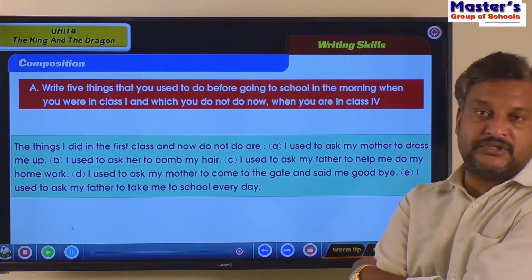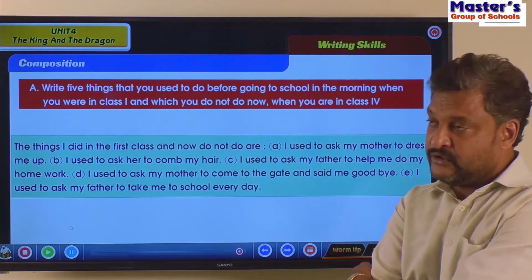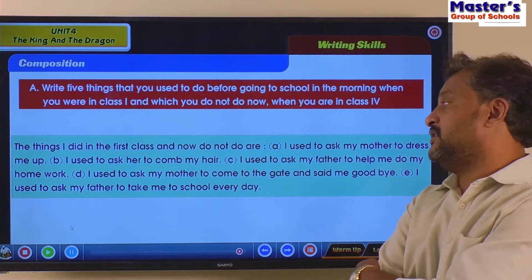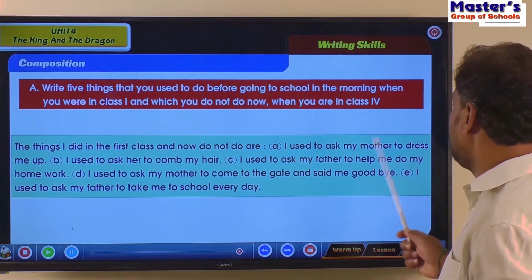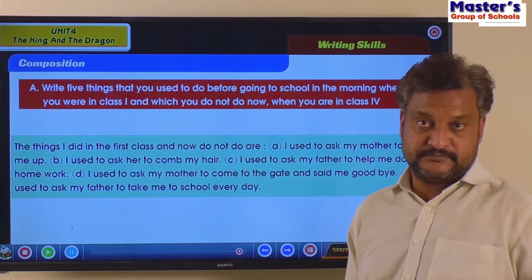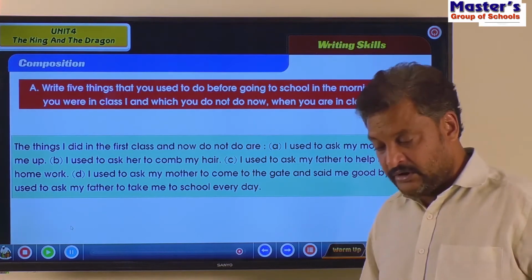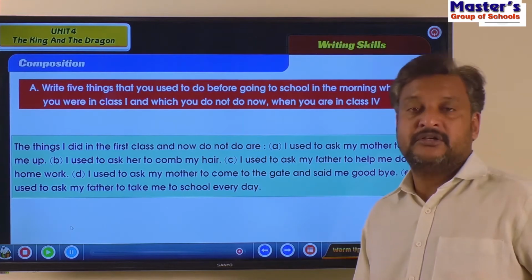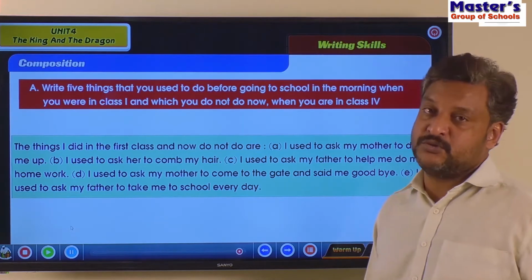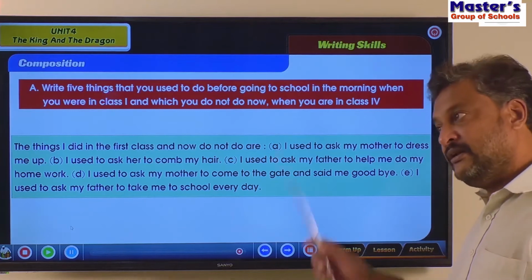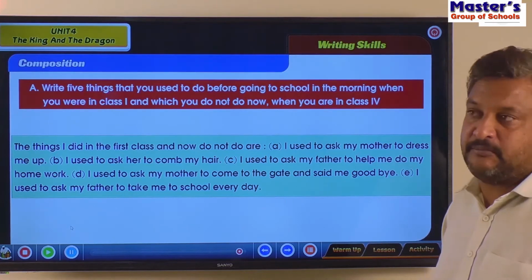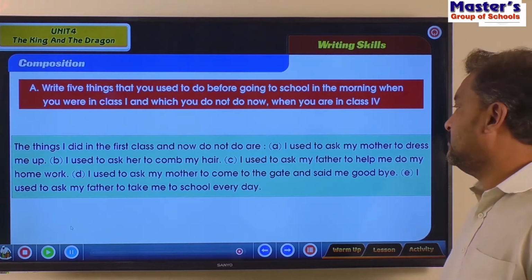Now we are in 4th grade, we are grown up now and we do not ask our parents to do things. What are they? First one, I used to ask my mother to dress me up. I never knew how to put the buttons in the shirt or wear trousers or put the socks up or put the shoes. Then I used to ask my mother to help me. Now I can do it.